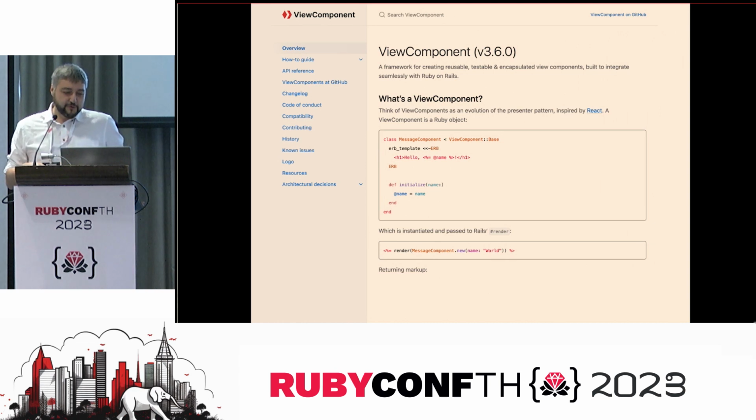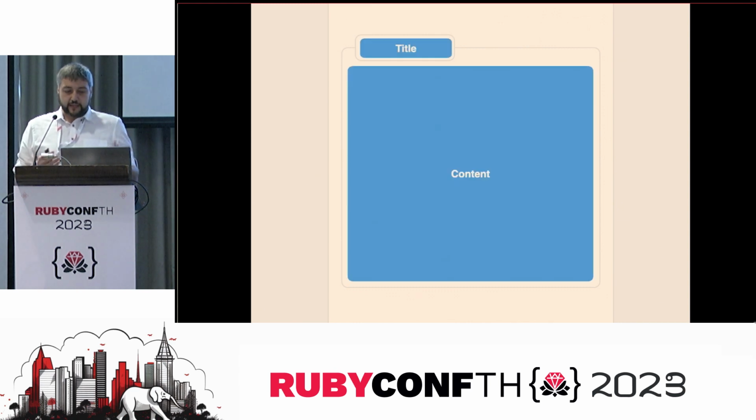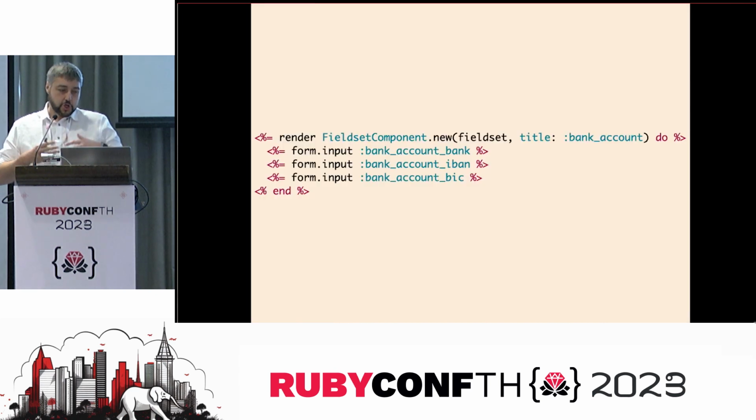But before we go to the things I learned, let's give a quick overview of what the view component library is and how it can be used in the real world. Think about a very simple UI, like a field set for a form. The component that represents the field set can just have a title and content. It has two elements that can be configured. In the view layer, we just render the field set component, initiate it, pass the title, and give it some content.